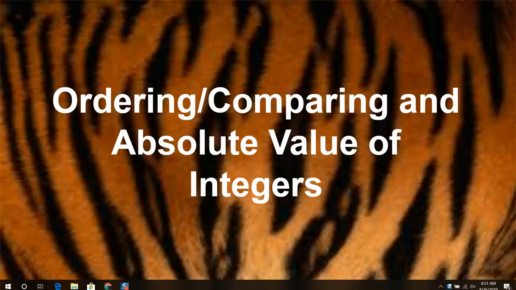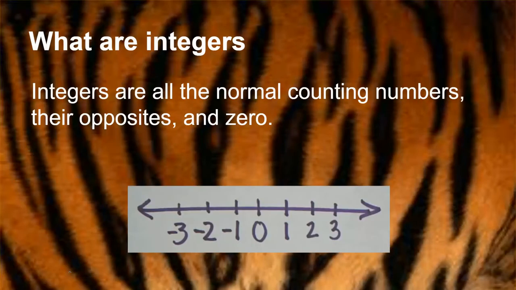Today we are going to talk about ordering and comparing integers and their absolute values. First, what are integers? Integers are all the normal counting numbers, their opposites, and the number 0.